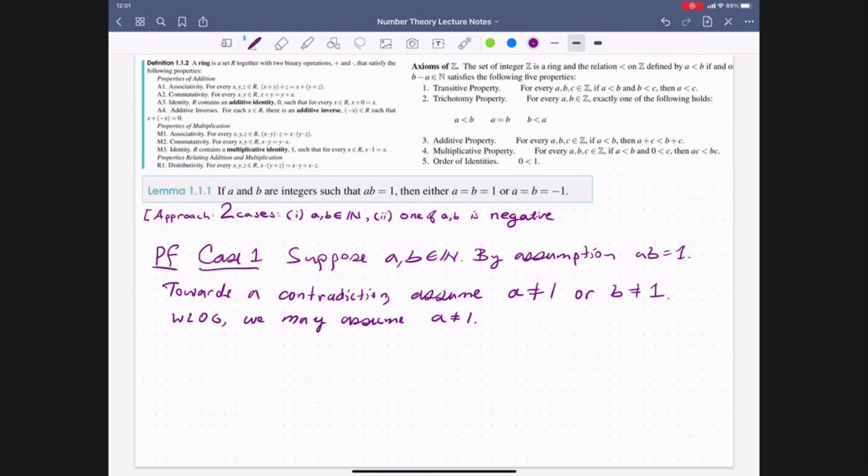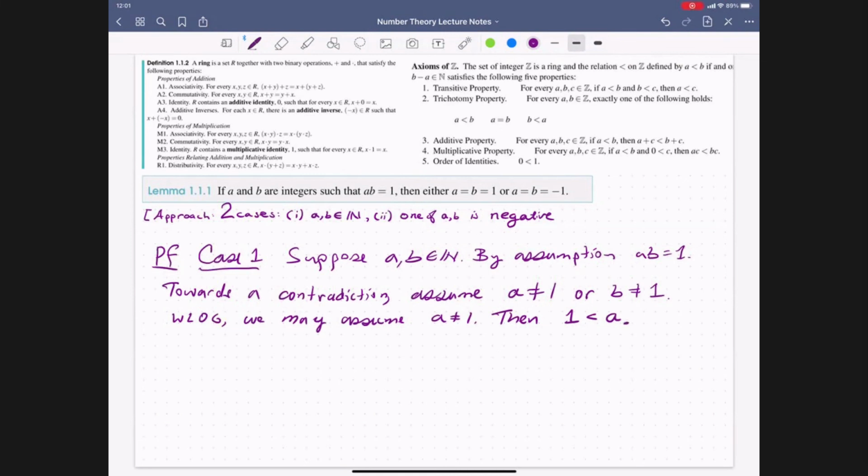But if A does not equal 1, what can it be? Well, it's a natural number. So natural numbers are 1, 2, 3, 4, and so on and so forth. If it's not 1, the least it could ever be is 2. So in other words, 1 is less than A. And so we have this over here, 1 is less than A.